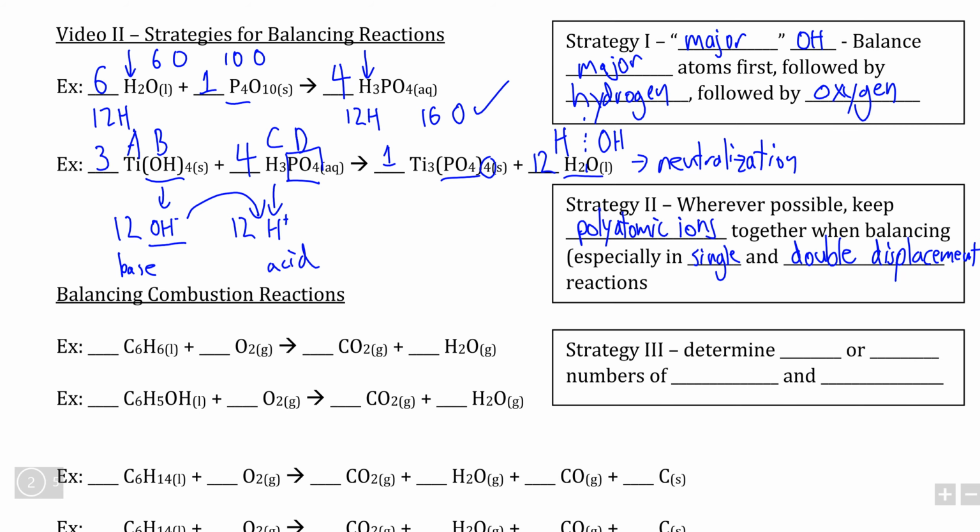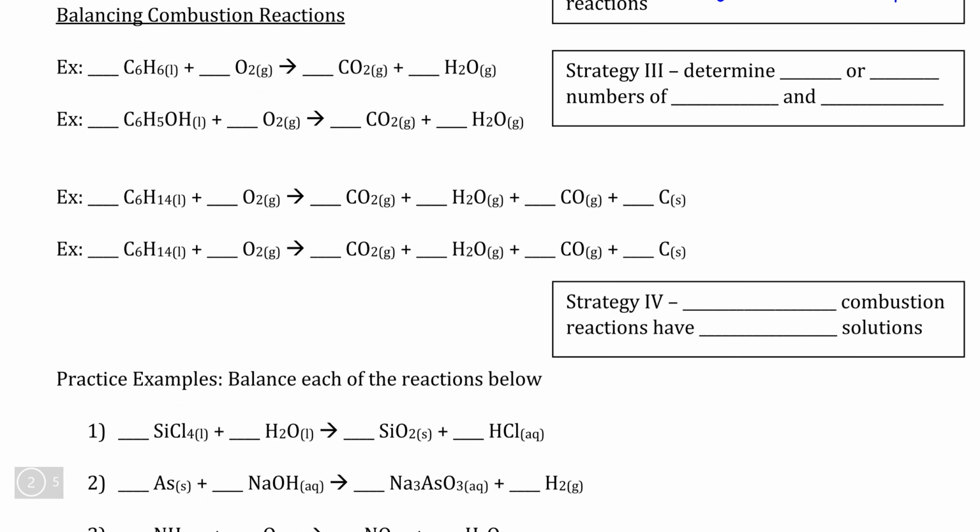In this video, we're going to look at strategies specific for balancing combustion reactions, which for many students are the most frustrating type of reactions to balance. So in addition to the major hydroxide and grouping polyatomic ion strategy, the primary strategy when dealing with combustion reactions is to determine whether we have an even or an odd number of each of our reactants or products within the combustion reaction. The easiest way to visualize this is to actually try it, which we're going to do with these first two combustion reactions.